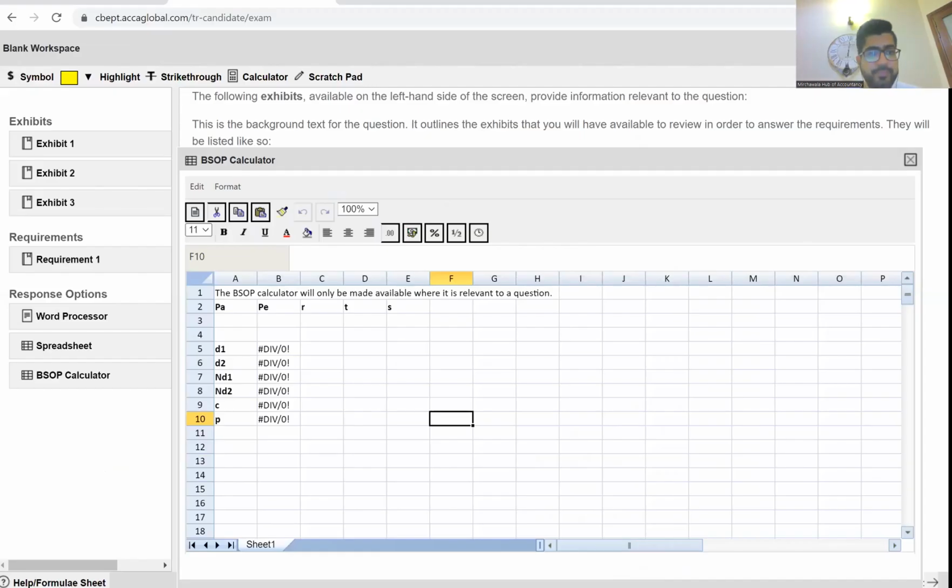Now in the exams, at the left-hand side, you have a BSOP calculator. Click on that. And what do you have to do in a BSOP calculator? You just have to put the values of PA, PE, RST. It will open like this. And you just have to put PA, PE, R, S, T. The answer will come, everything immediately. D1, D2, ND1, ND2, call, put value. No need to do anything. You just have to do one thing: put PA, PE, R, S, T. Let's check it.